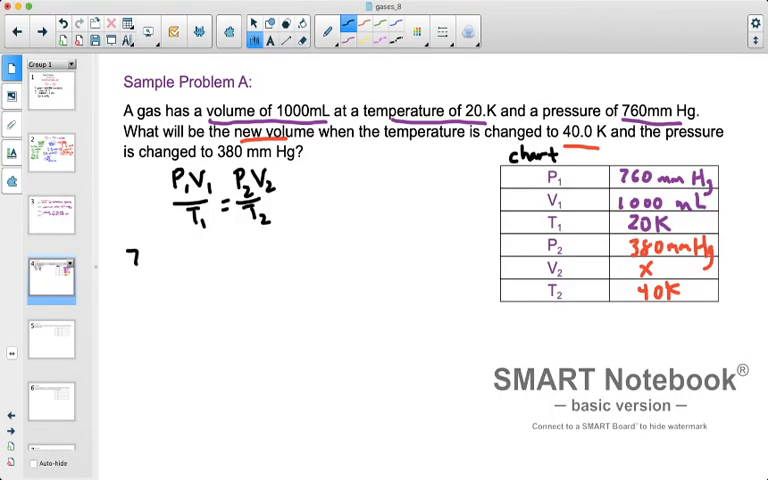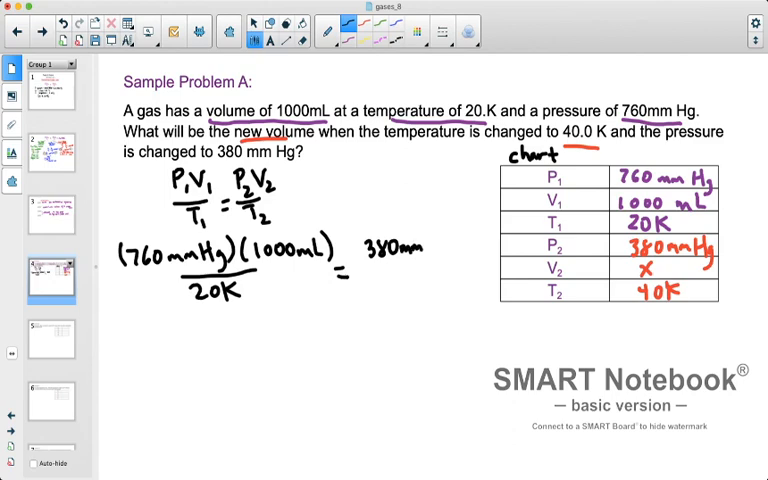So pressure is 760, you must write the units, times the volume of 1,000 milliliters, divided by the temperature 1, which happens to be 20 K, equals, on the other side, 380 millimeters of mercury. I have to write the value and the unit. Volume 2 is my unknown, and I'm going to divide it by 40 Kelvin. So this is how you get 2 points. I got 1 point for the equation, and now I have 1 point for substituting with the correct values with their proper units in the correct places.